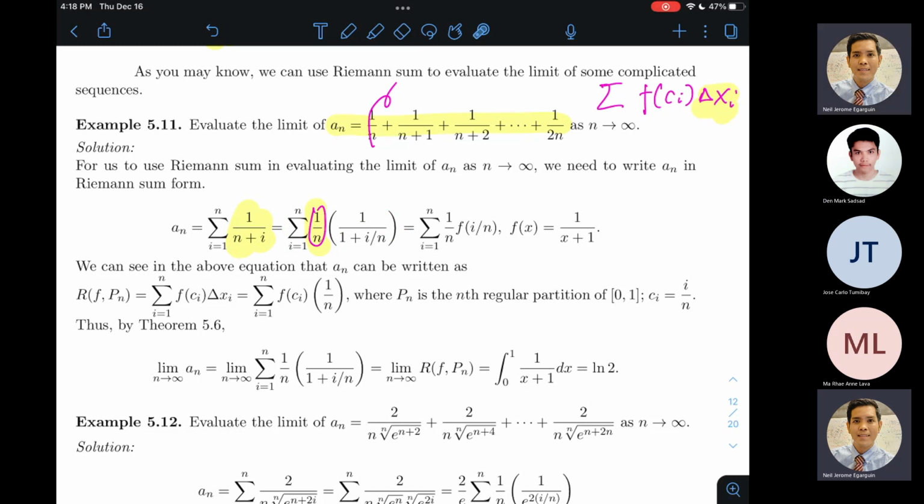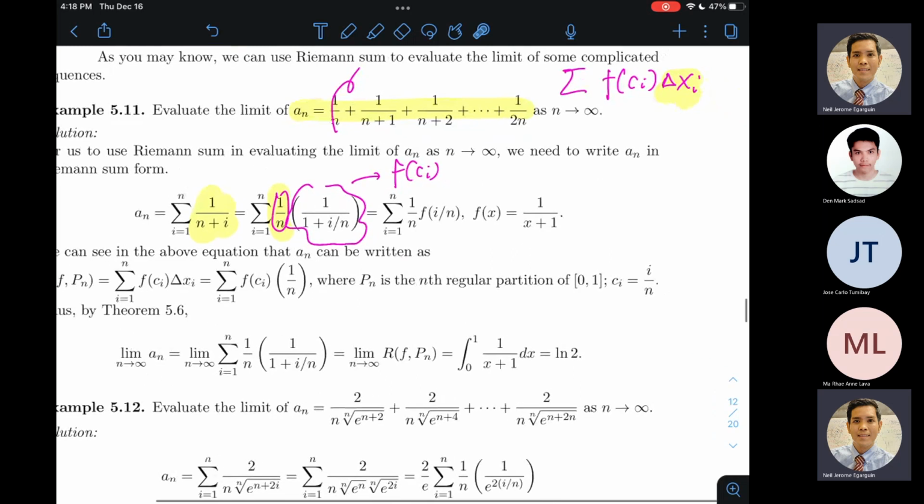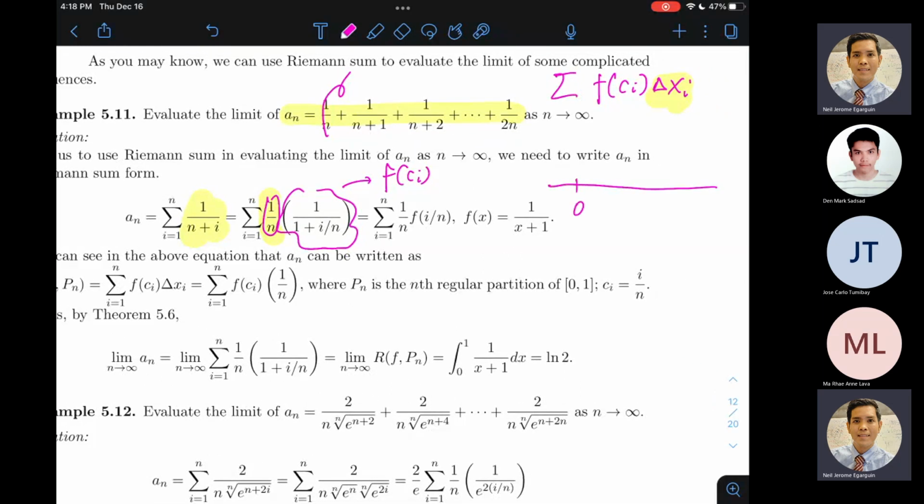Okay. So and then now this factor here will serve as our f of c sub i. Yan yung function na i-consider natin. Pero remember, c sub i should be a number in one of the subintervals. Now, what I will do is, with the choice of 1 over n as my delta x, pwede kong i-consider yung interval 0, 1, the unit interval 0, 1, which is fine kasi ang delta x natin ay 1 over n, length ng bawat subinterval ay 1 over n, tapos meron tayong n subintervals, so the total length of the interval under consideration will be 1 over n times n, which is equal to 1. Kaya alam ko, unit length yung interval na kinoconsider ko.